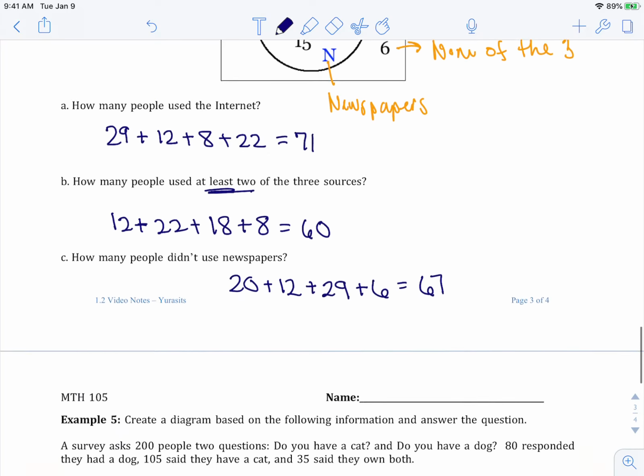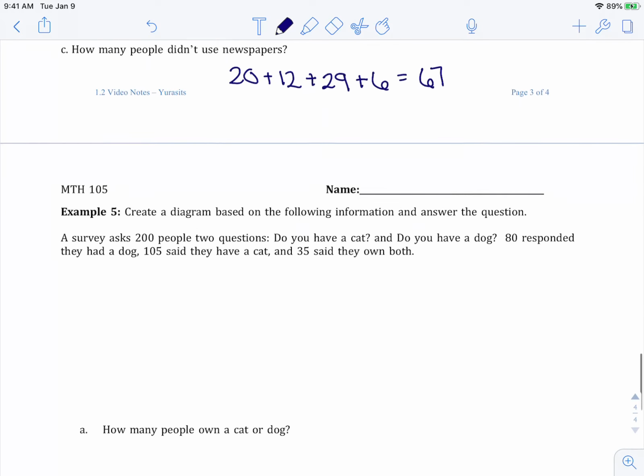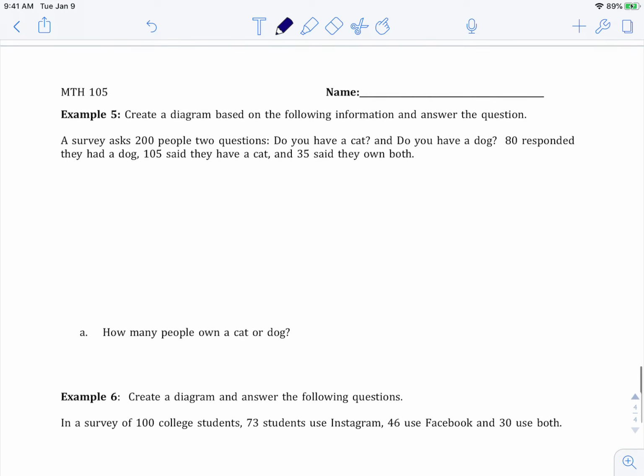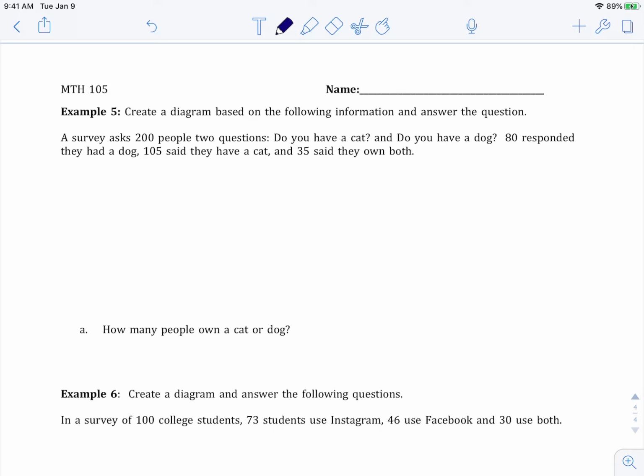All right, now let's get to the good stuff. They don't give you a Venn diagram and you have to create your own. So a survey asks 200 people. Just remember, when you add up your entire Venn diagram, it cannot be over 200. This is the biggest mistake we make. And all of a sudden you have like 500 people because you've been putting numbers everywhere.